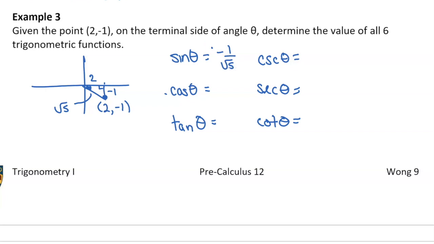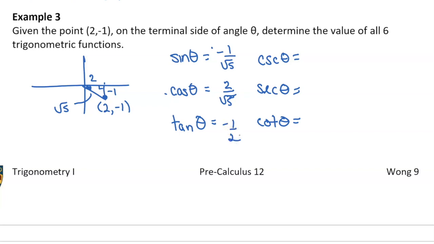Cosine would be 2 over root 5. A common question right here is, do you need to rationalize the denominator? It's up to you. If you do that, it's correct. If you don't, it'll be accepted. So there's no need to rationalize the denominator unless it's being asked for. I'm not going to ask for it in this case, so we'll just leave it as 2 over root 5. And tan is TOA, opposite over adjacent, so we'll say that is negative 1 over 2.